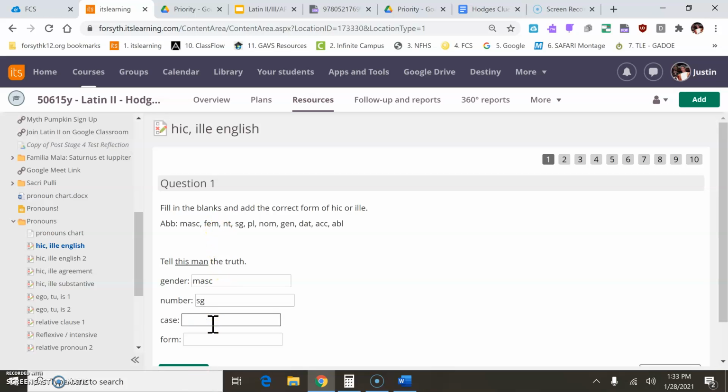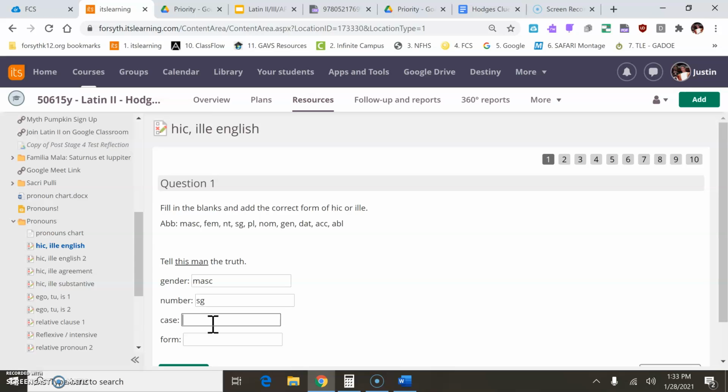Now, case, this one will be difficult here. Tell this man the truth. Anybody want to tell me what they think? Is that nominative, genitive, dative, accusative, or ablative? It's dative. It doesn't have the word to, though, right? So how do you know it's dative?